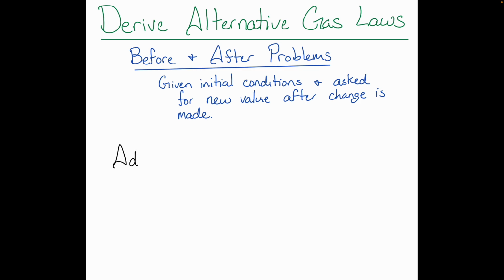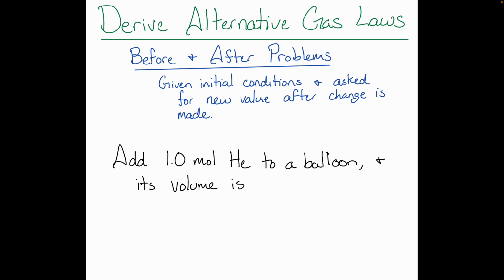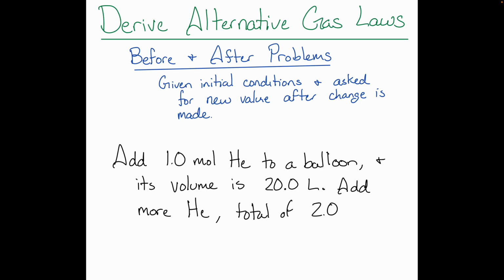Okay, so we're going to add 1.0 moles of helium to a balloon. And its volume is 20 liters. Now we're going to take this same balloon and we're going to add more helium so that we have a total of 2 moles. And we want to know what is the volume.